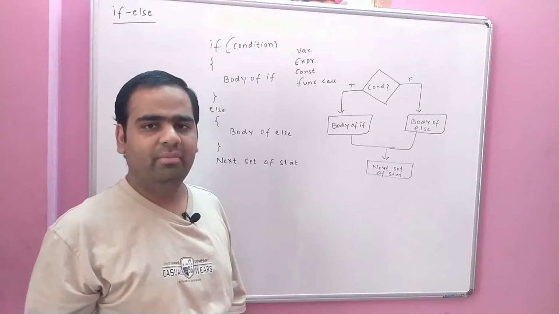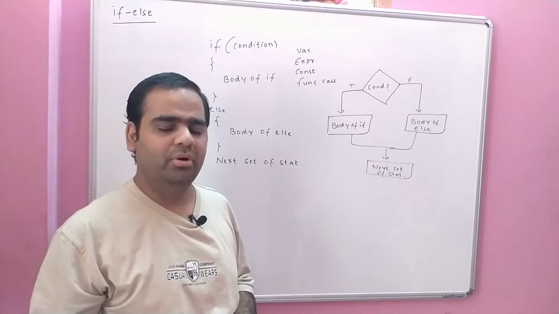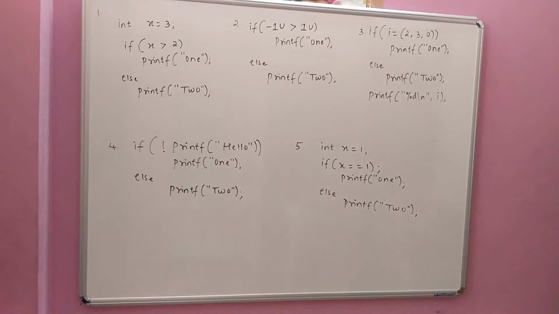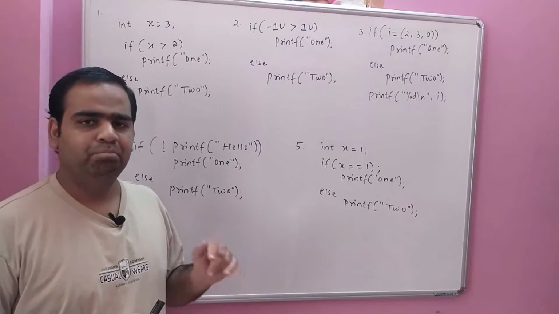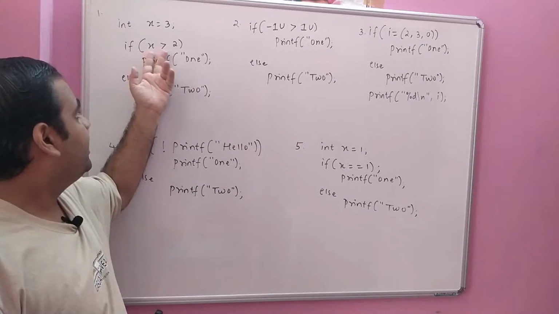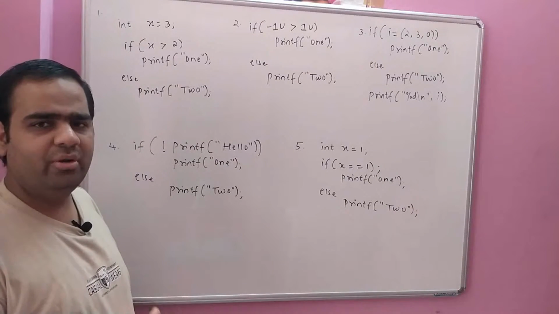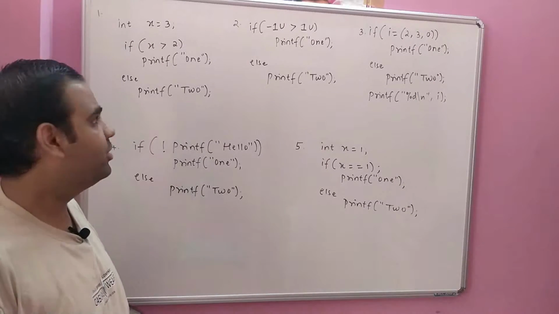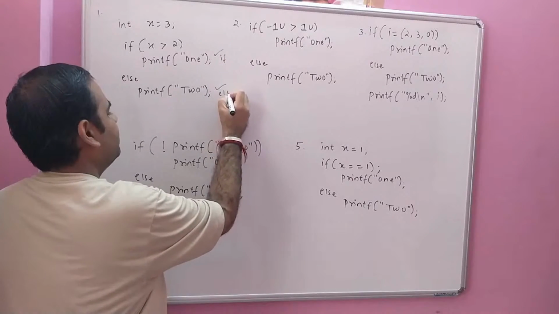Now let us look at some of the input-output questions on if-else. The first question is int x equal to 3, a very simple one. If x greater than 2, printf 1, else printf 2. Whenever we execute, we need to be sure of what is the body of if and the body of else. Now this is the body of if and this is the body of else.